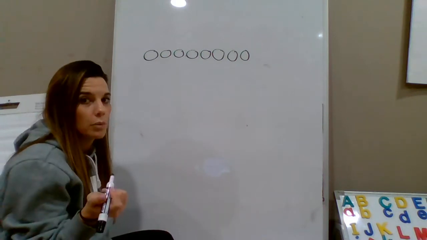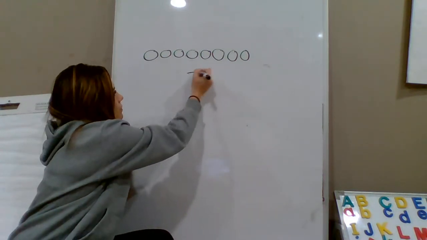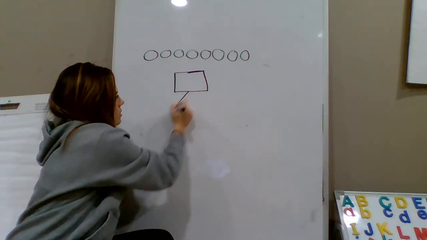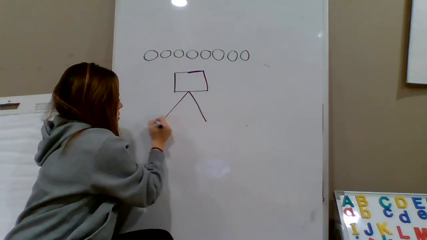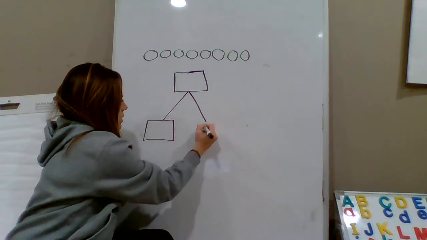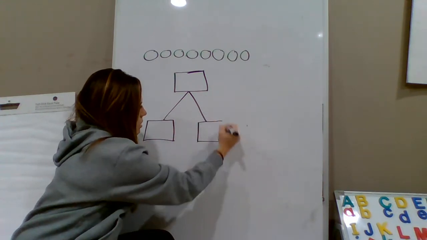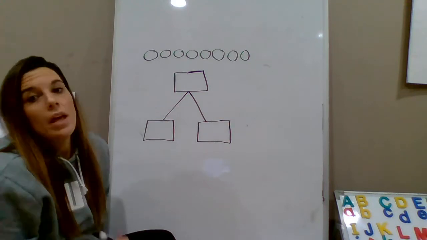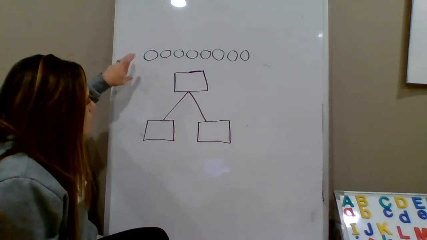I'm going to start with a number bond, okay? And I'm going to do squares only because I think this is what you will see on your assignments today in Seesaw. Okay, so this is what we're going to start with.